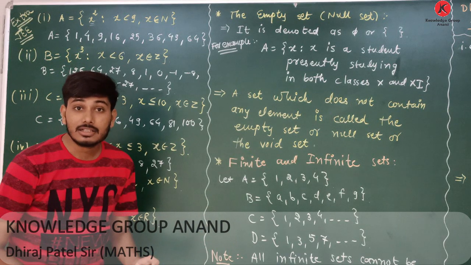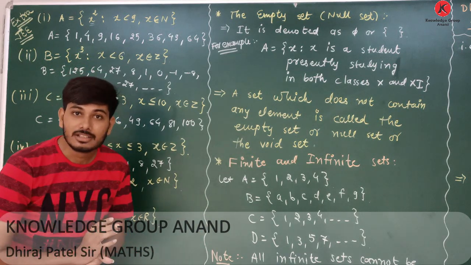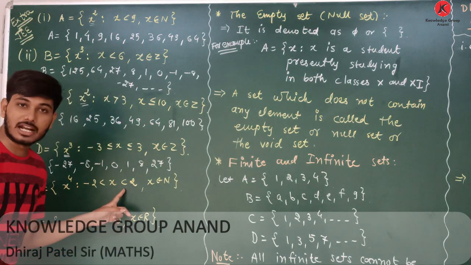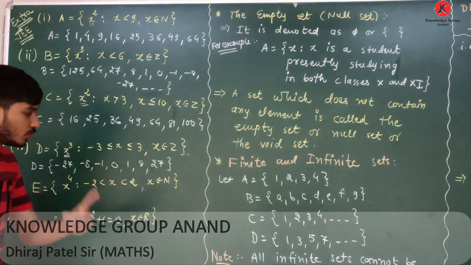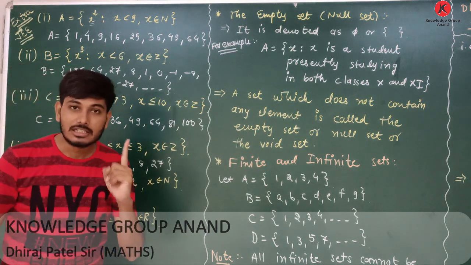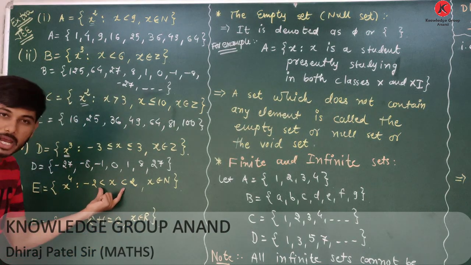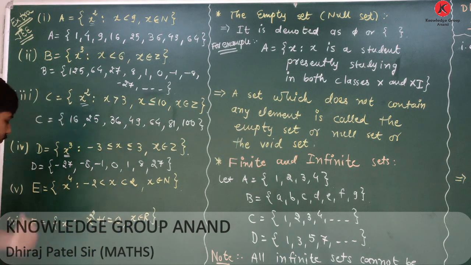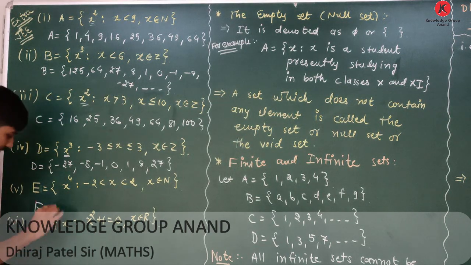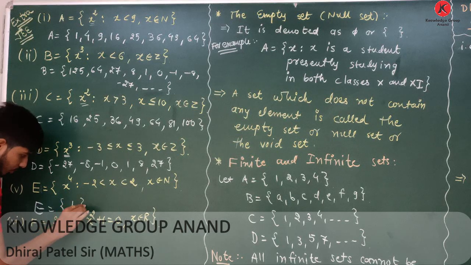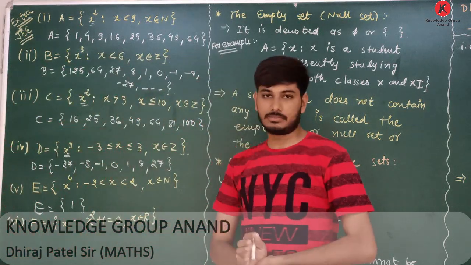X is a natural number. So between minus 2 to 2, there is only one natural number, which is 1. Equal sign is not there. Therefore, you can't consider the value of x equals 2. Only one natural number satisfies this condition. Therefore, the answer of this question, set E equals 1 raised to 4, which is 1.